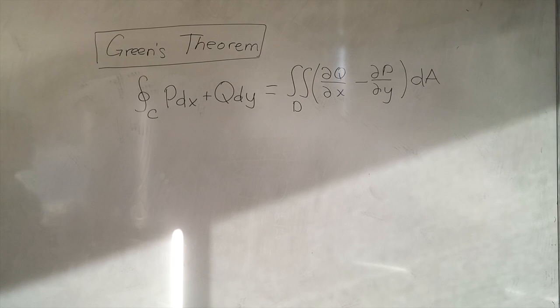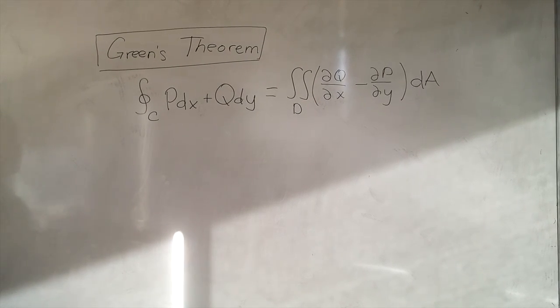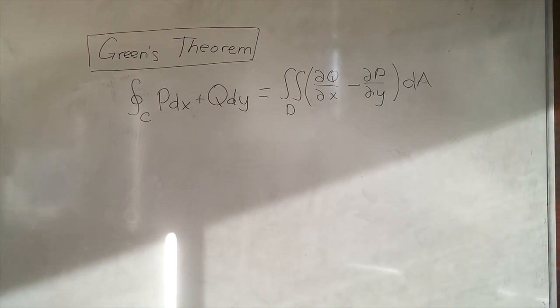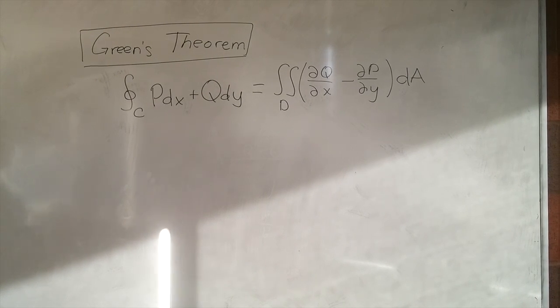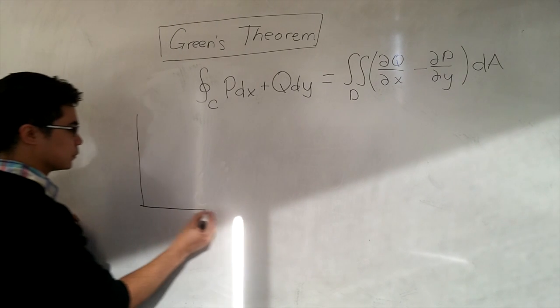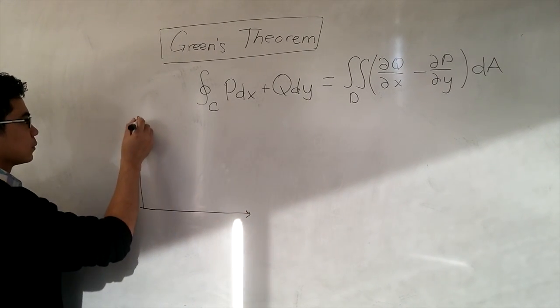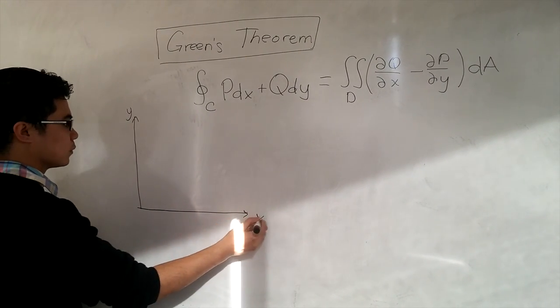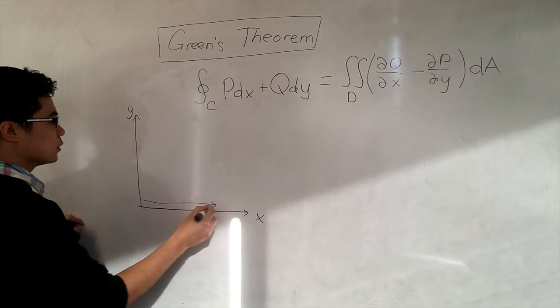To get an intuition on how Green's theorem works, we will always think of being in the context of a vector field. So let's draw a simple vector field like this, and all the vectors are pointing.